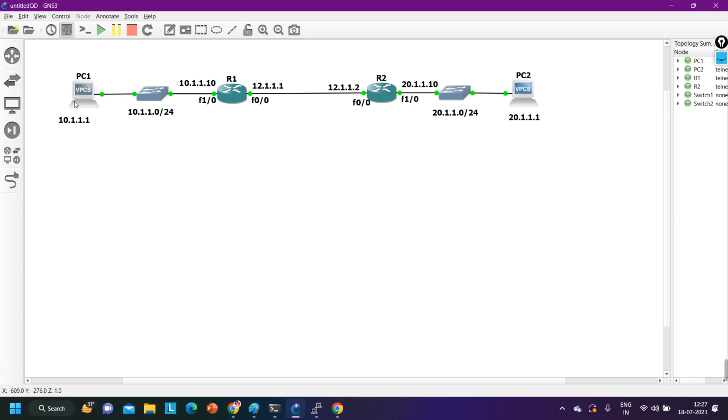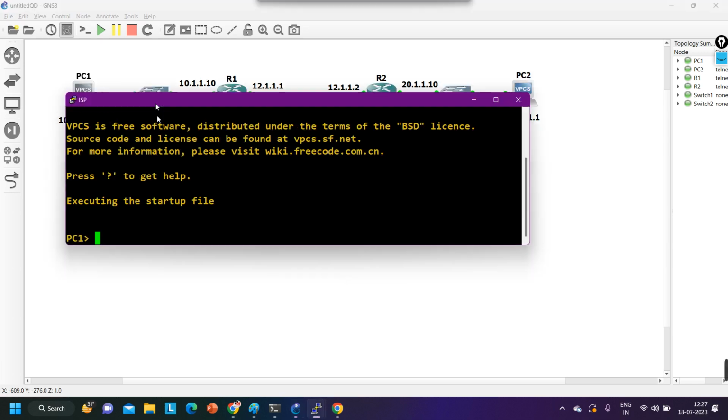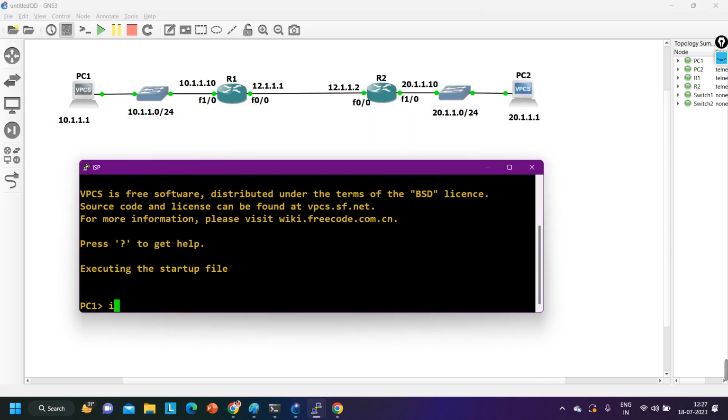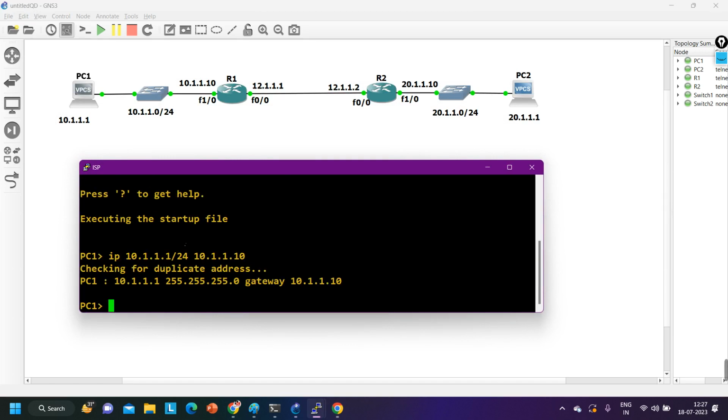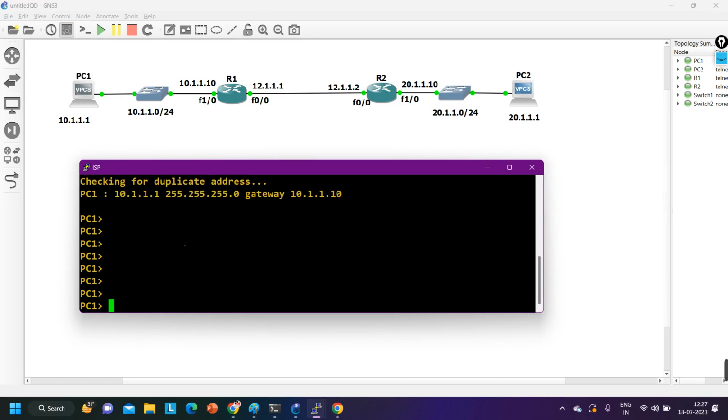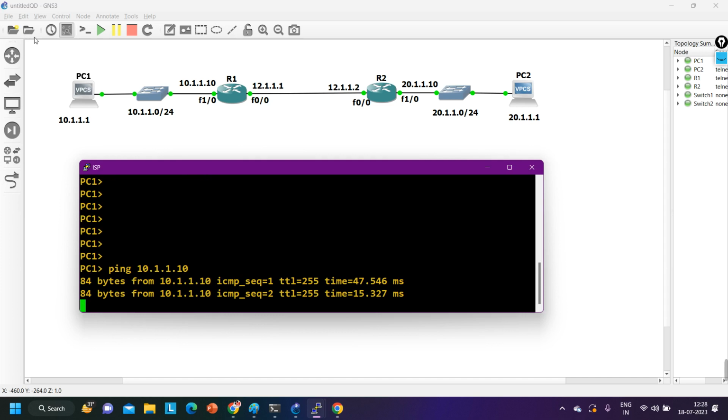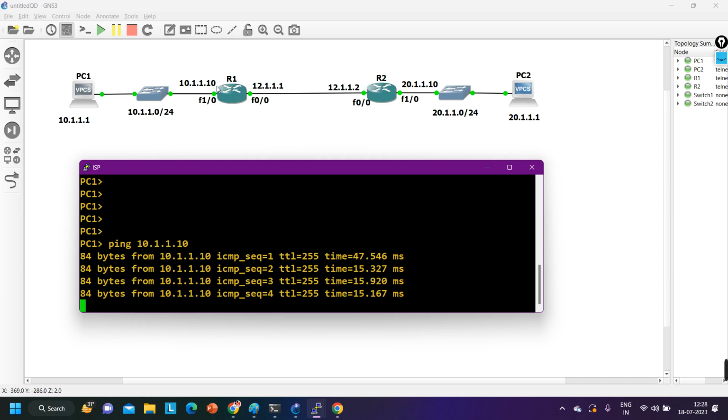Now I am going to configure IP on PC. Let me take you to PC1 and here I am going to say IP 10.1.1.1/24 and gateway IP address 10.1.1.10. And I am going to check the connectivity between PC1 and router 1 gateway. Ping 10.1.1.10. So see, ping is working. That means there is connectivity between PC1 and router 1.